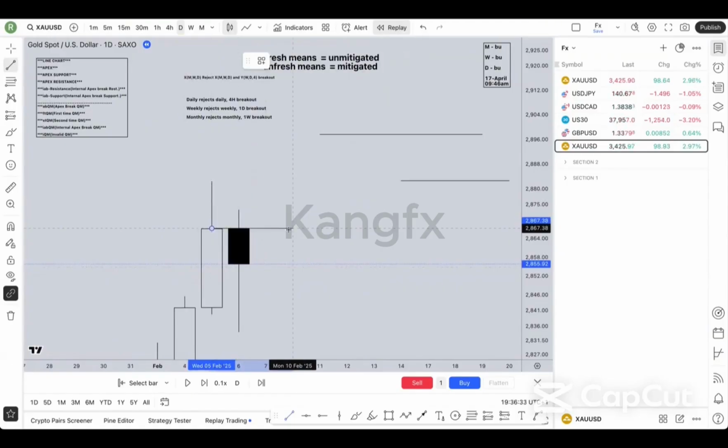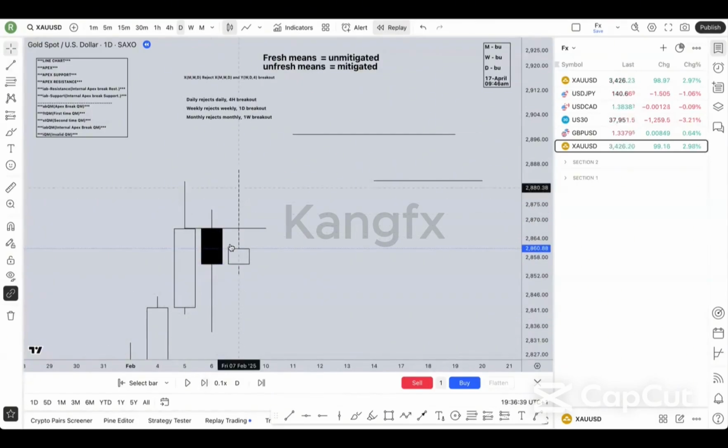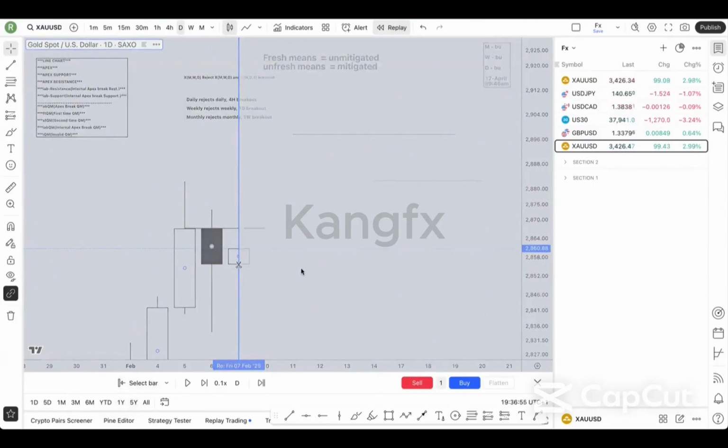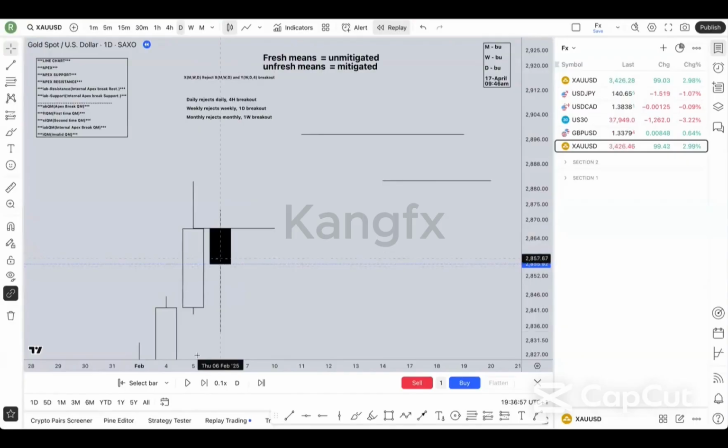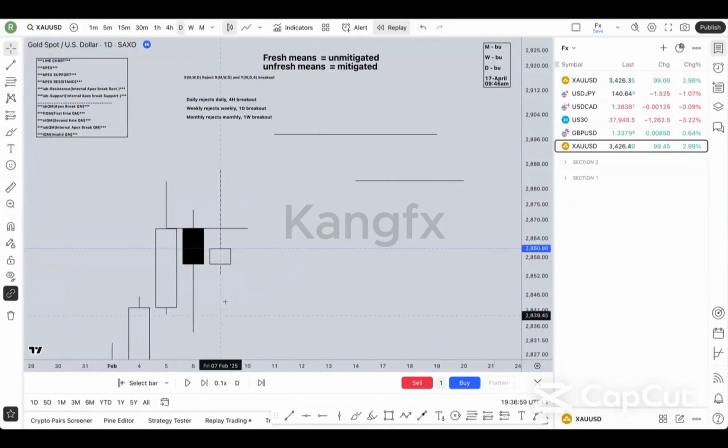Now, this area is fresh. This resistance is fresh. We had a candle come here, wicked above it. It became unfresh. It's no more fresh again. We cannot use this area as resistance again because it has been mitigated and is no more fresh. You see, it has been unfresh. You see, it was fresh before when it was the last man standing. It was fresh. We had a candle come, a wick through it, it became unfresh, no more fresh again.